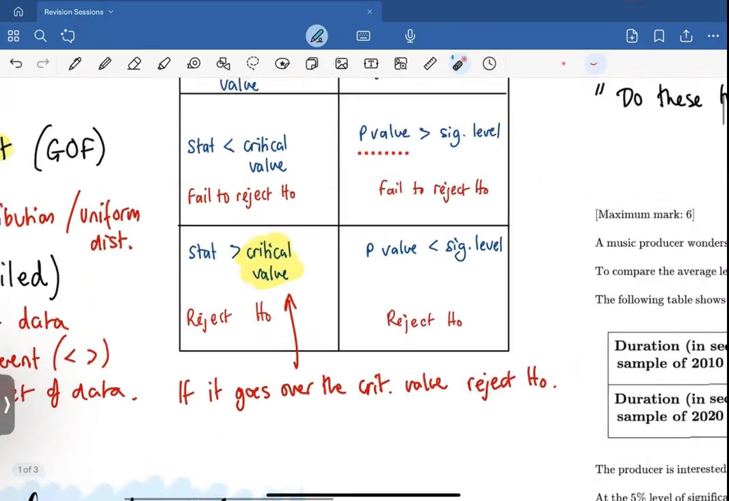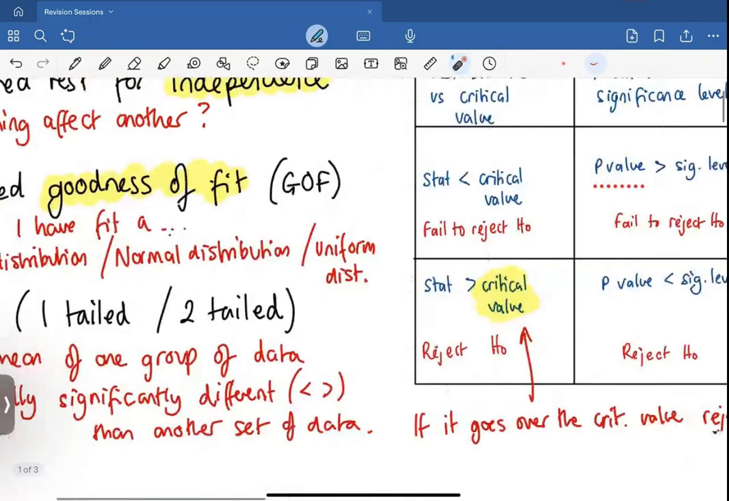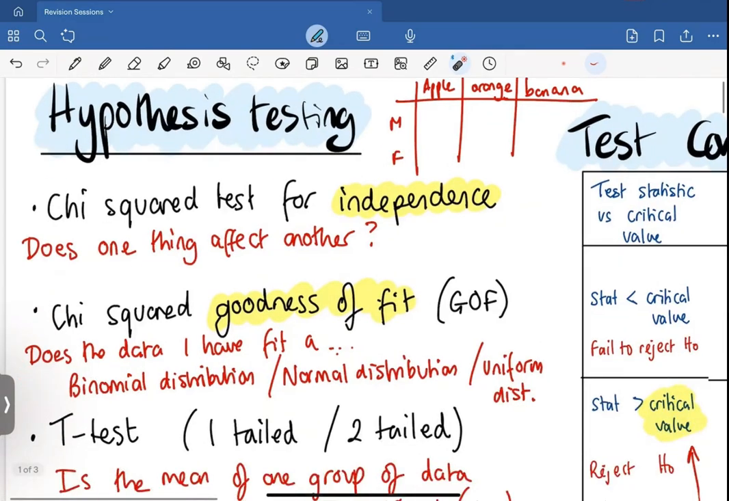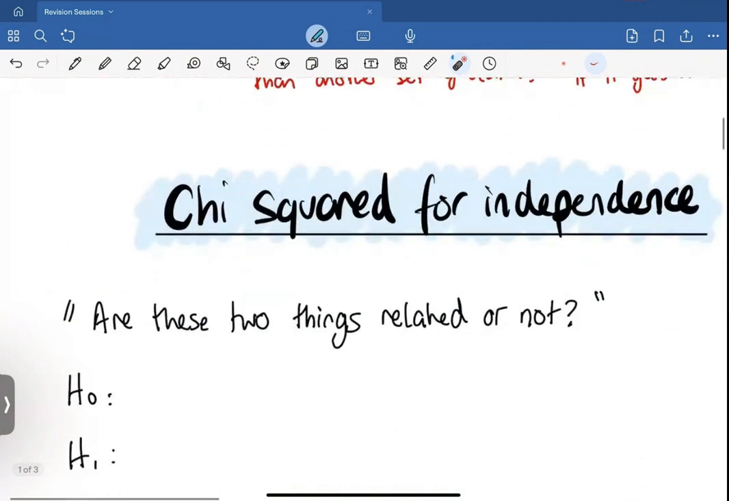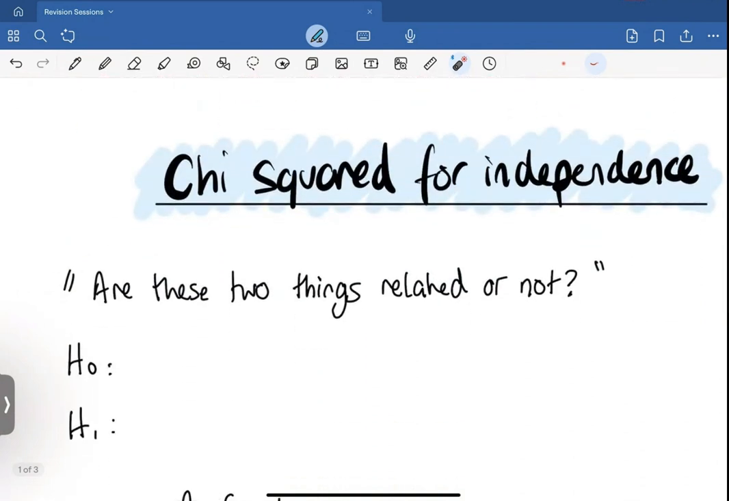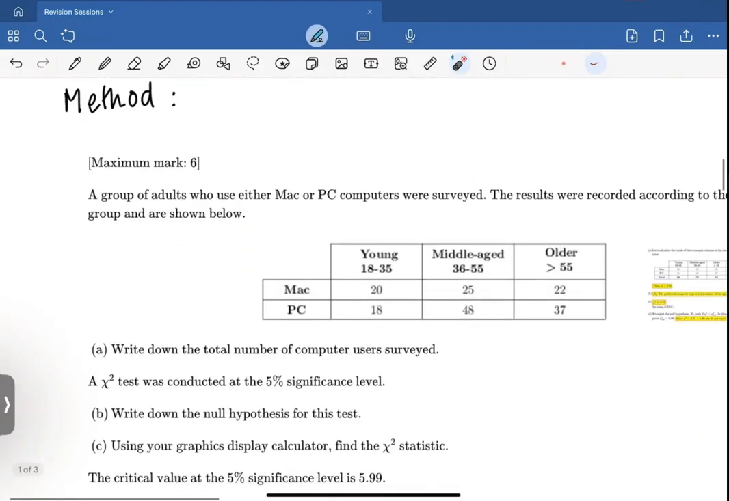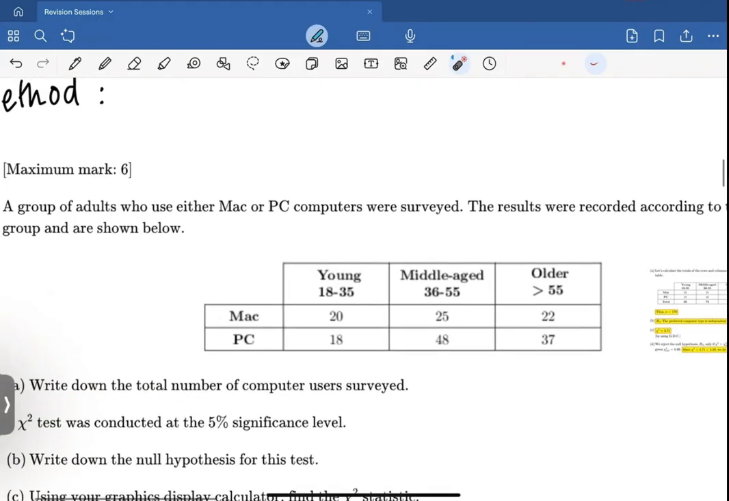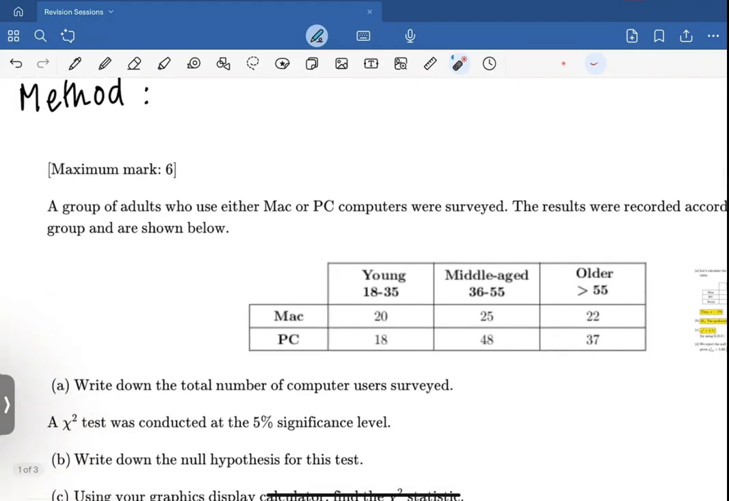So the test that we're going to start off by looking at is the chi-squared test for independence. So are two variables related or not? Do they have an influence on each other? So usually with a question like this, we're going to have some sort of table. So this is a good way of spotting this question, by seeing the table. And it might reference the chi-squared test.